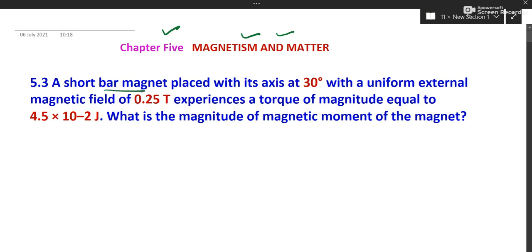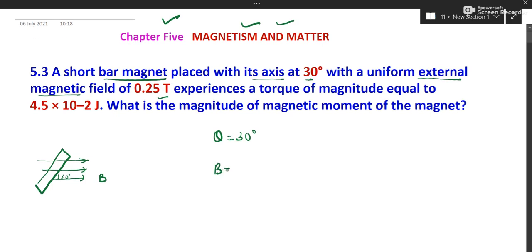A short bar magnet is placed with its axis at 30 degree with a uniform external magnetic field. So there is a uniform external magnetic field and the bar magnet is placed at an angle of 30 degree. You can write the details. Angle is 30 degree. The value of magnetic field is given as 0.25 Tesla. And this is joules, as in this is torque. They have mentioned that torque is equal to 4.5 into 10 to the power minus 2 joules.